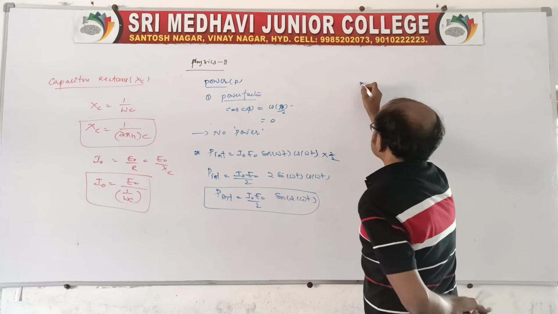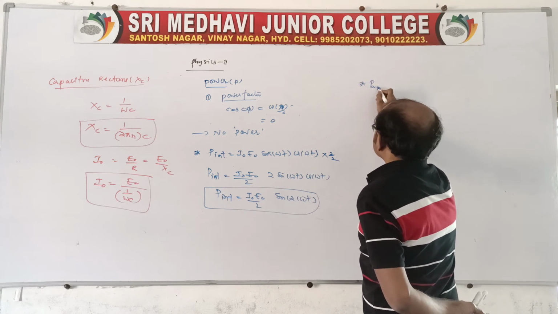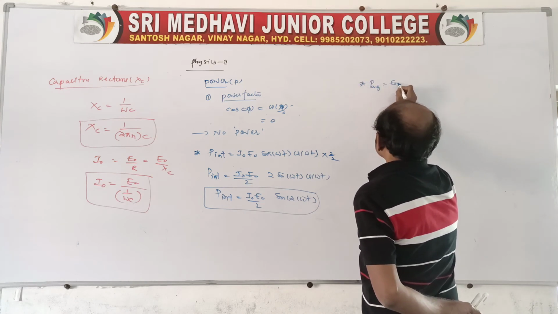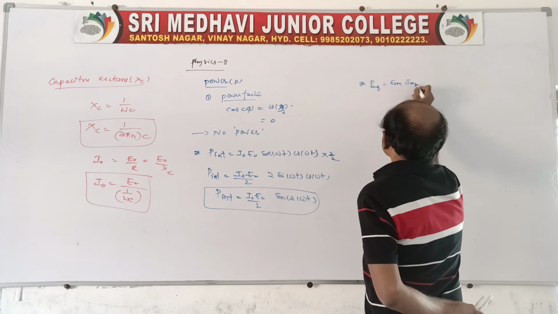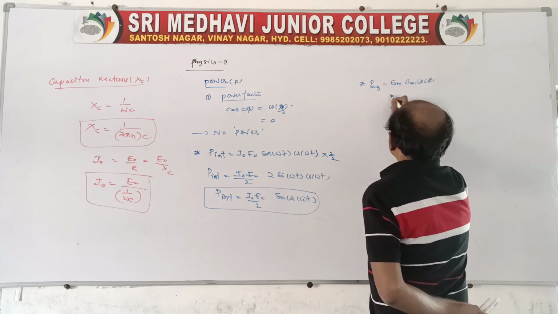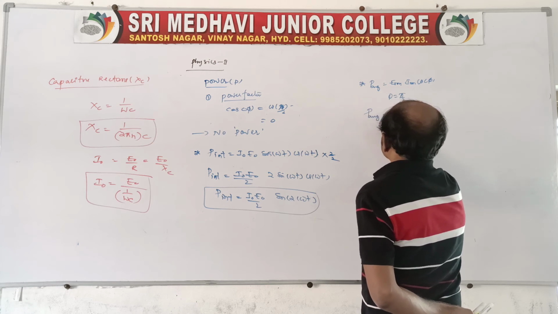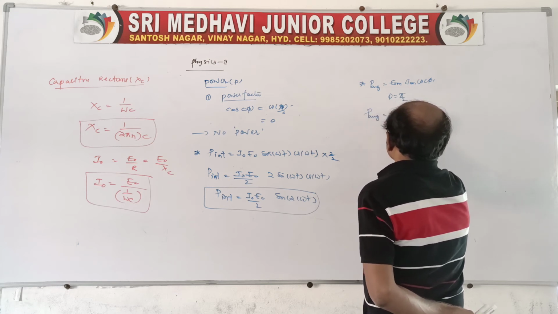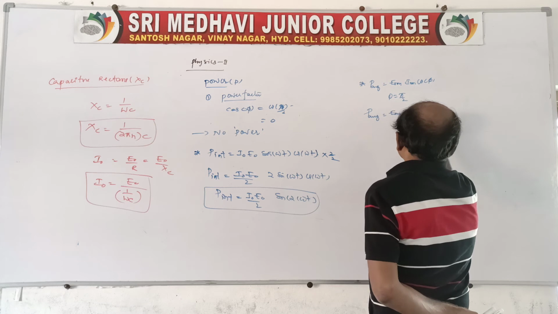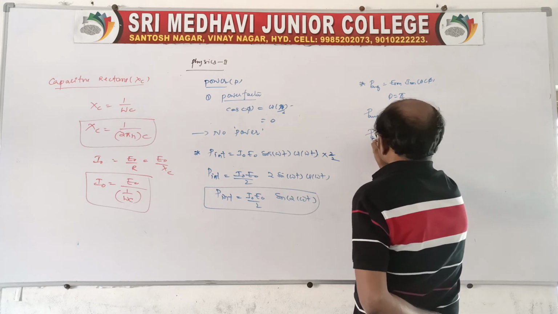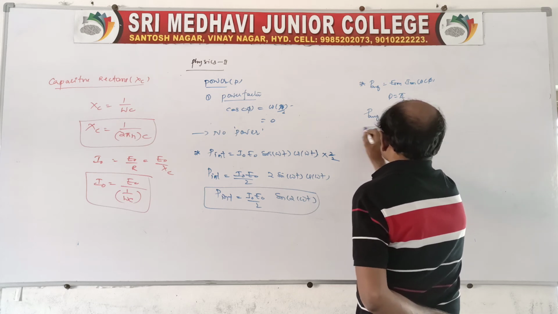Sir, what about average power? Yes, average power is nothing but ERMS IRMS cos pi. Again the pi value is given as 90. So average power is equal to ERMS IRMS cos 90. Cos 90 is of course 0.